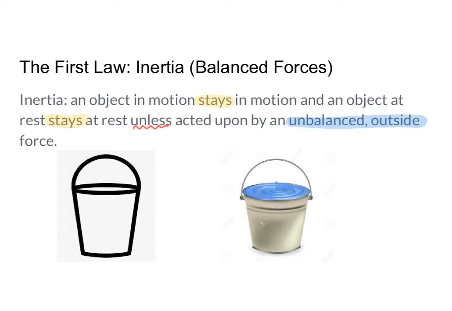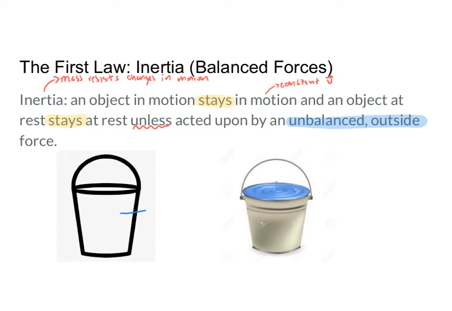So let's talk about what this means. Inertia is a quality of an object, a quality of mass that resists changes in its motion. So unless I start an object moving, it's not going to move. It's going to stay at rest. And once it's already moving, unless I stop it, the object is again going to continue moving with a constant velocity forever, unless I stop it. So unless I act upon it with an unbalanced outside force.